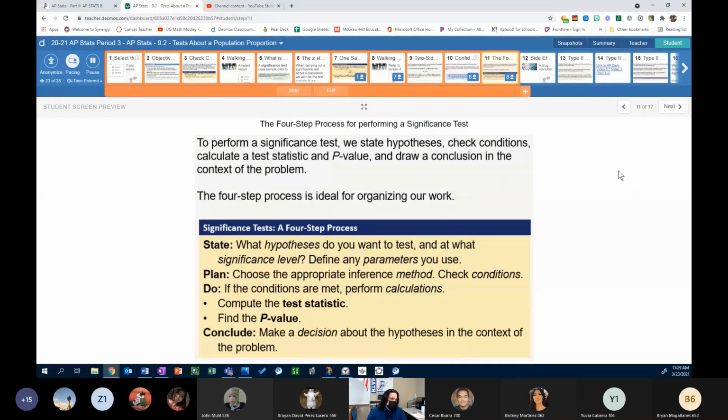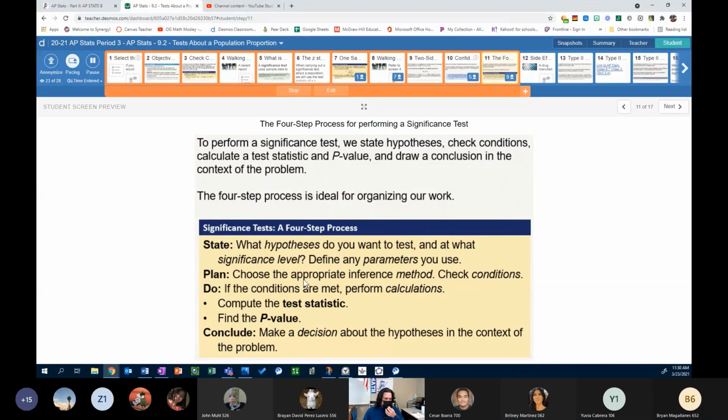This is the four-step process for a significance test. This works for proportions and means. There's not a separate one for means. So state: what hypotheses do you want to test and at what significance level? Define any parameters you use. Make sure that whoever you're writing this for knows that you're talking about a population proportion, that's what p represents, or population mean, that's what mu represents.